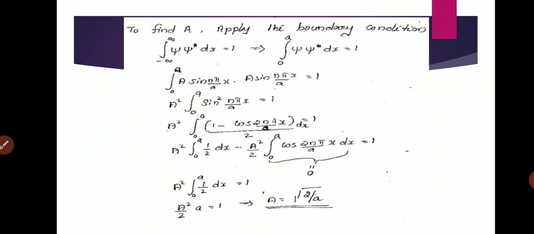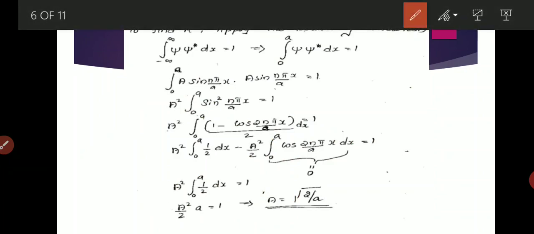Here we need to find the value of A. In order to find A, we apply the normalization condition: the integral from minus infinity to infinity of modulus psi square dx is equal to 1, or here, the integral from 0 to a of psi psi star dx is equal to 1. That is, the integral from 0 to a of A sin (n pi by a) x into A sin (n pi by a) x dx is equal to 1.